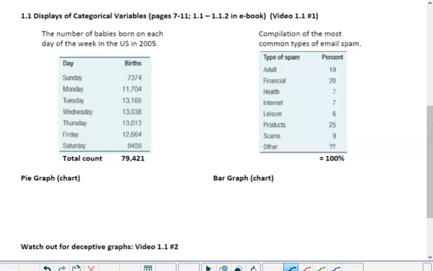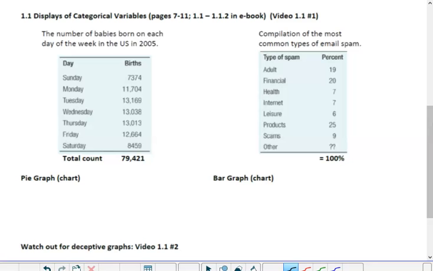Now let's talk about some displays of categorical variables. There's a very limited number of ways to display a categorical variable. There are tables, and there are two types of graphs, pie graphs or bar graphs, also known as pie charts and bar charts. So let's take a look at the tables first of all.